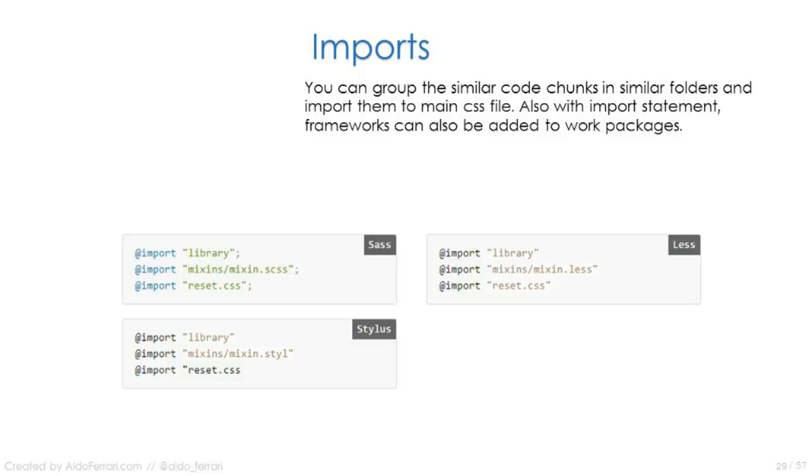You have different folders with different elements: one defines your form style, another defines your buttons, another defines your layout, and with a simple import you include everything in one single file that you may call default.css or main.css.